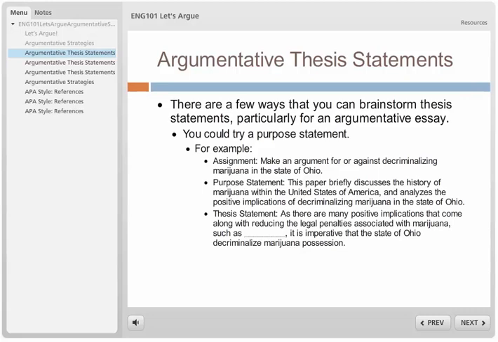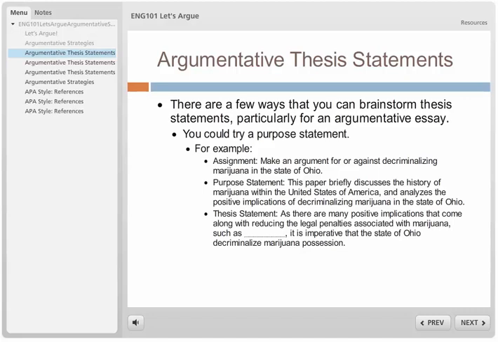So let's consider the following example. Say we have an assignment that asks us to make an argument for or against decriminalizing marijuana in the state of Ohio. In response to that assignment, we could develop a purpose statement that says, this paper briefly discusses the history of marijuana within the United States of America and analyzes the positive implications of decriminalizing marijuana in the state of Ohio. Although this clearly tells our reader what we want to focus on in our paper, we're not making a strong argument, and we need to work on our word choice and sentence structures so that we have a strongly argumentative thesis statement.